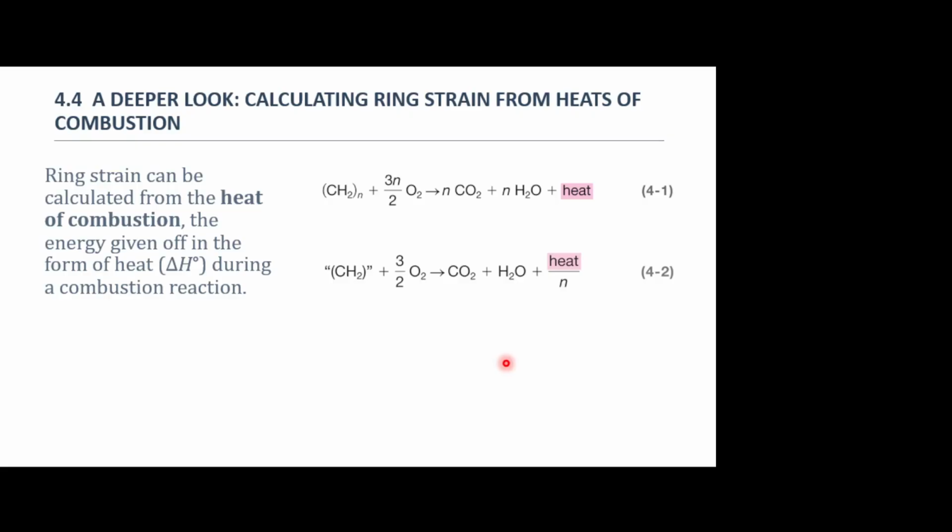Now, ring strain can be calculated from our heats of combustion. We can actually combust the compounds and see how much energy they give off. That tells you how much energy is in that ring compared to the normal compound. You can give that energy in the form of delta H naught if you have standard conditions and keep your pressure constant. And that's a combustion reaction right here, our normal combustion reaction that we might remember.